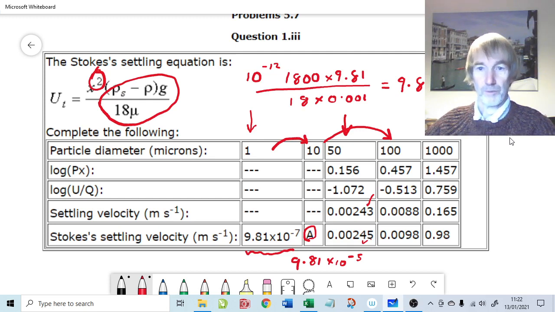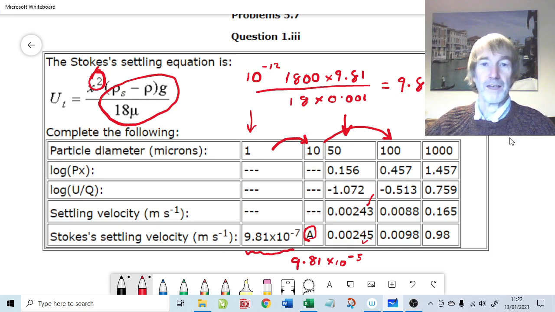And then on to another order of magnitude, 2 orders of magnitude, as we jump again. Okay, so why did I do that? Well, because we now know that a 10 micron particle is 9.81 times 10 to the minus 5.